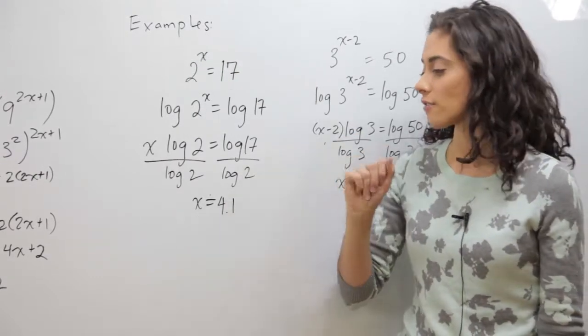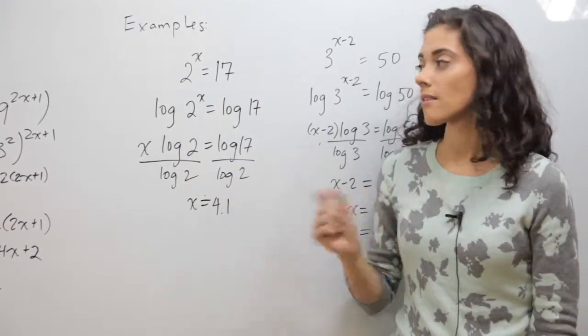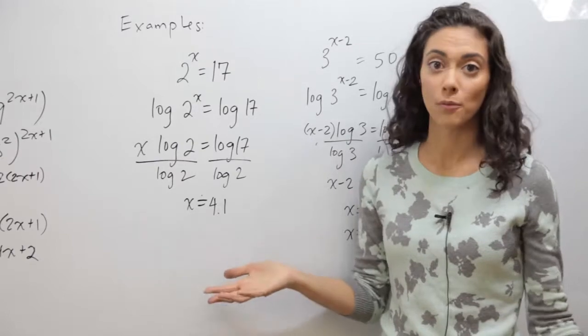It's a good idea to check your answer. We know that 2 to the power of 4 is 16, so it makes sense that 2 to the power of 4.1 would be a little bit more than 17.